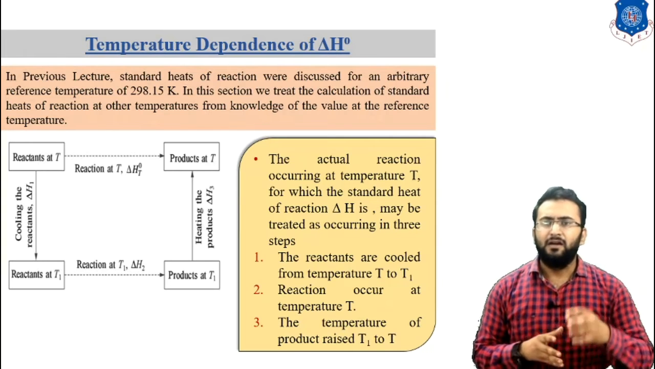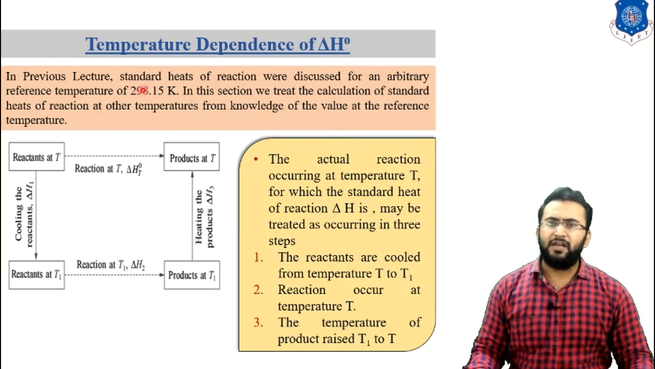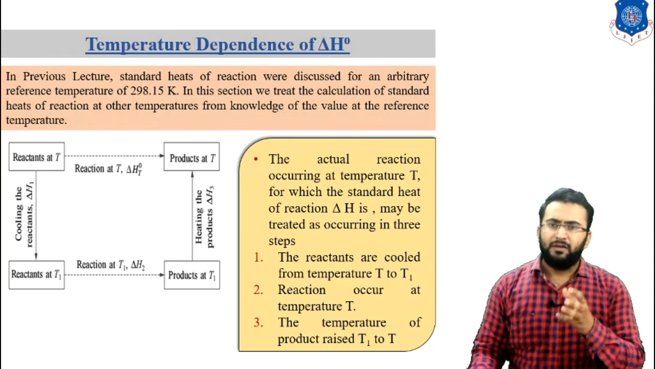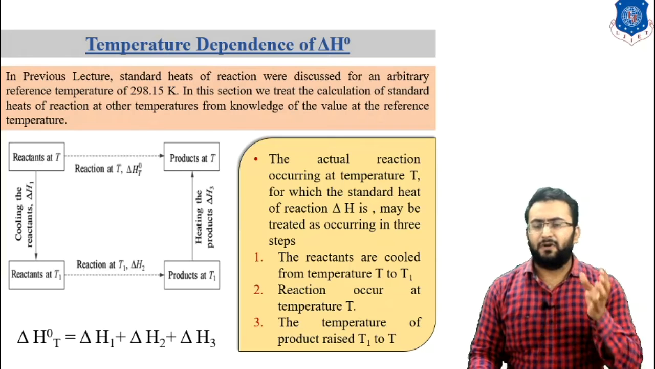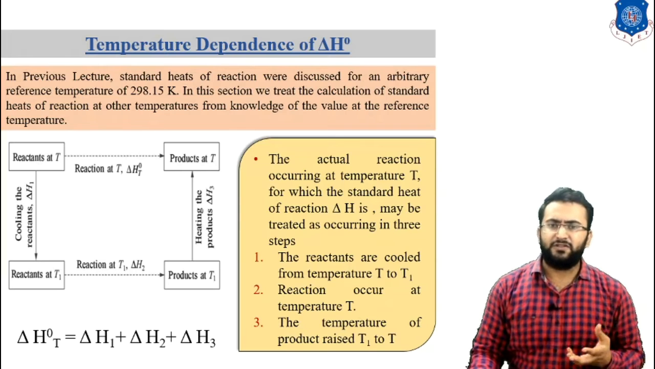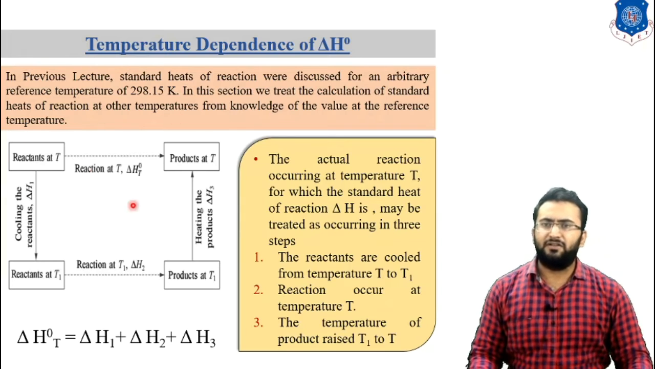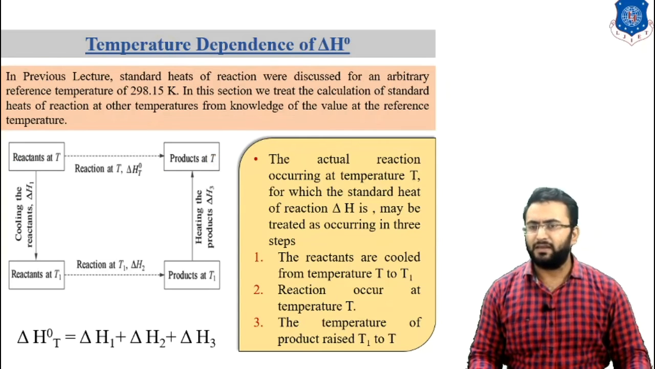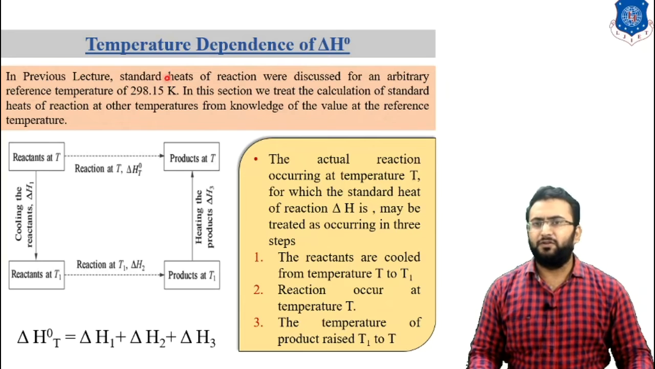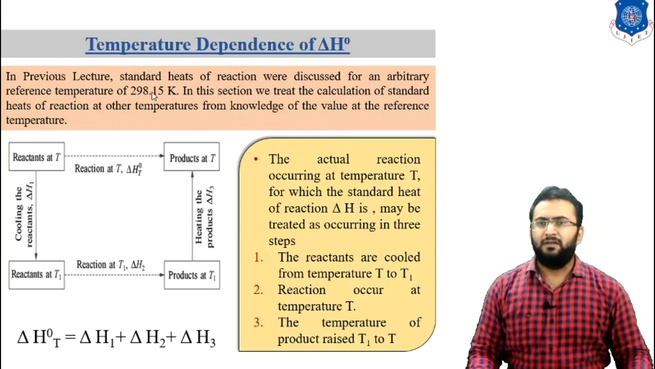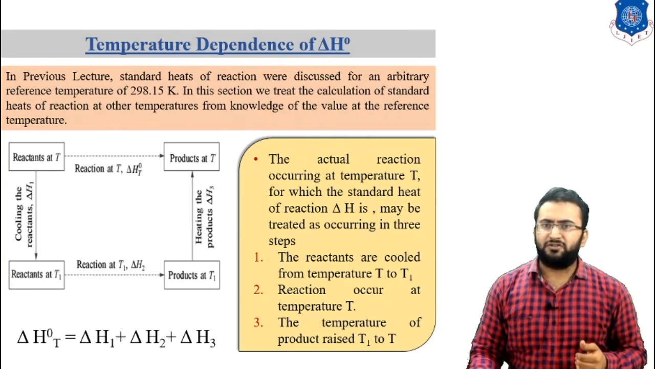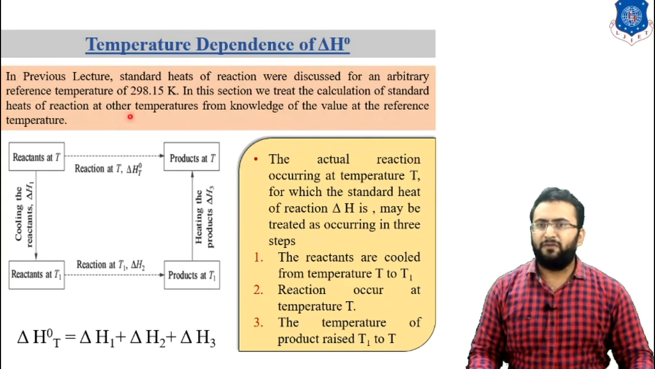If some reaction occurs at a temperature different from 298.15 Kelvin, then we have to calculate delta H in 3 steps: delta H for the reactant, delta H for the reaction, and delta H for the product. So let's consider this figure. In this figure, the reaction occurs at 298.15 Kelvin. Now, let's assume the reaction temperature is lower than 298.15 Kelvin.